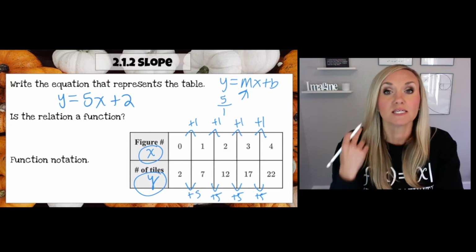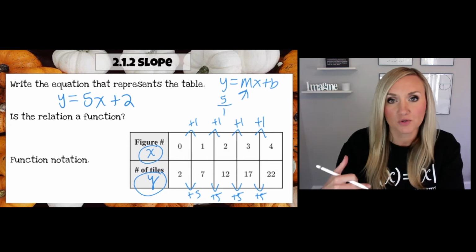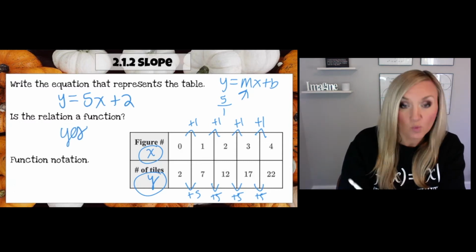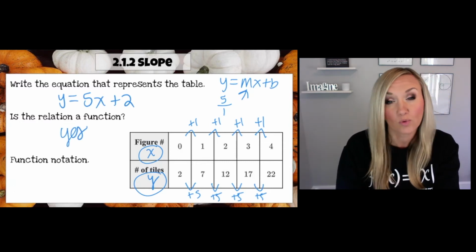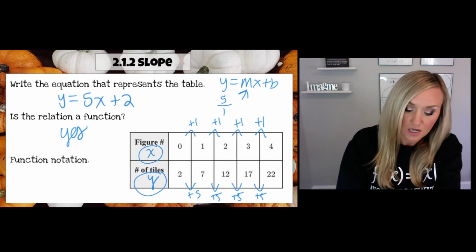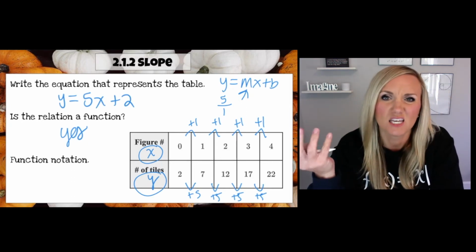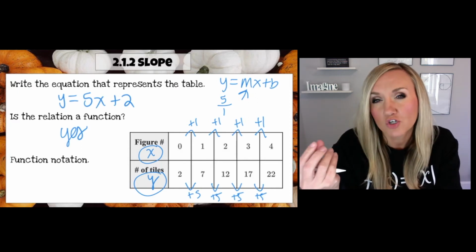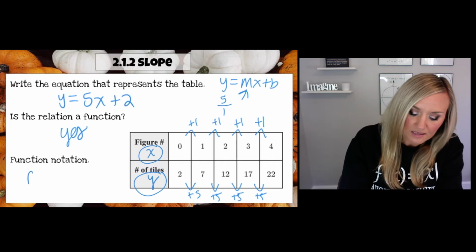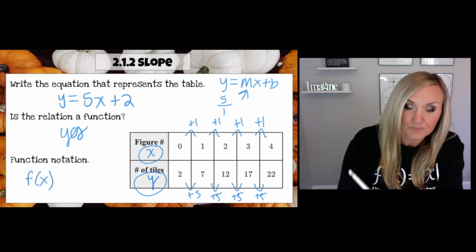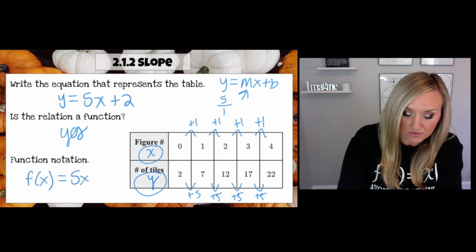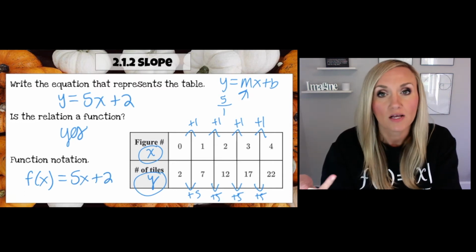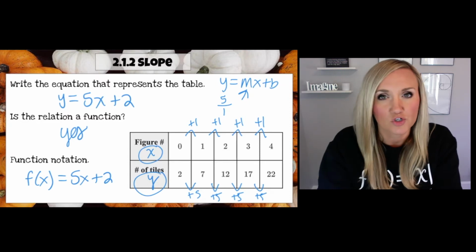Okay, so is this a function? For every input do we have one output? Yes. So yes, it is a function, which means we can now write this equation in function notation. Notation is like a fancy way to say how we write functions. So if we know it's a function, then we're going to write it a cool way, and that is f of x. So f of x equals 5x plus 2. That just lets the person who's reading your work know, oh, okay, that's a function.